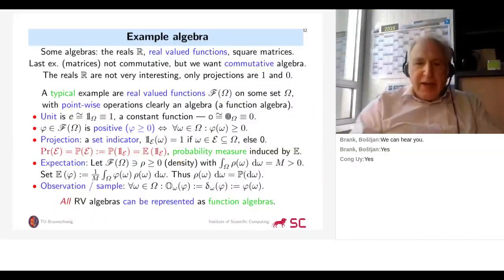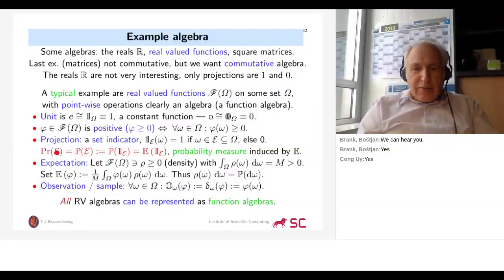Now this measure here, the probability measure of some event E. This is a projection, and E is a subset of omega, which we again call an event. We take the set indicator, a function which is 1 if omega is in E and 0 otherwise. Then we define the probability of this set to be the expected value of this random variable. So that's the probability measure induced by this expectation operator.